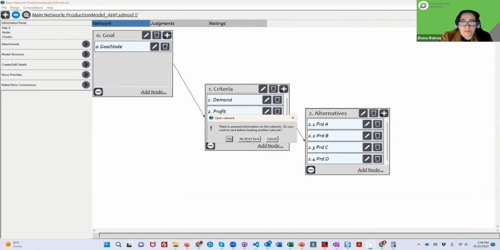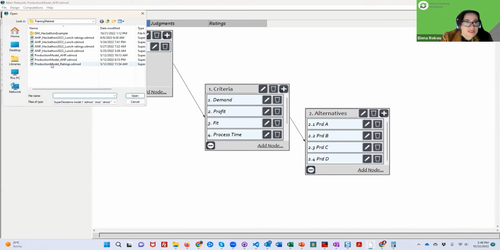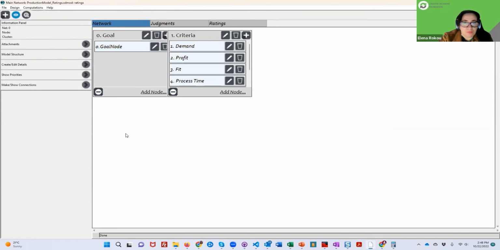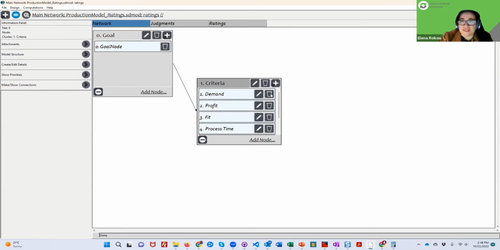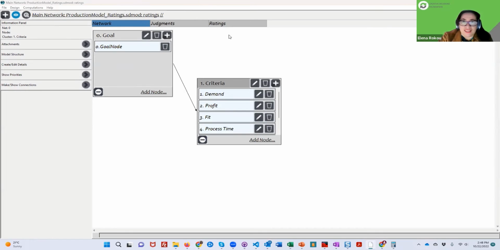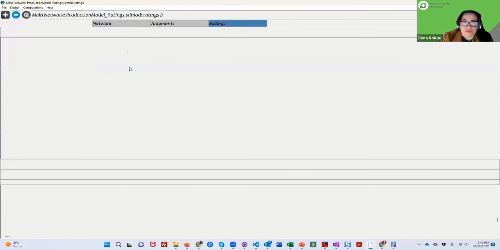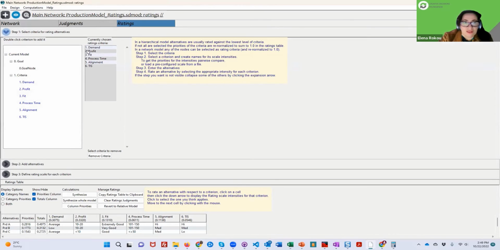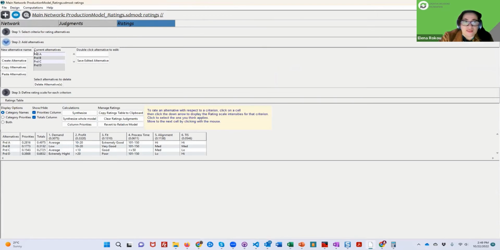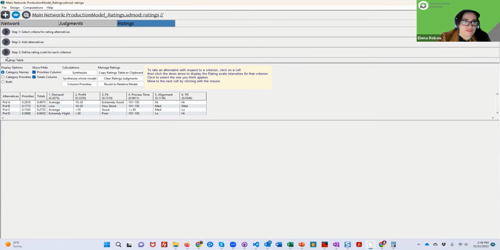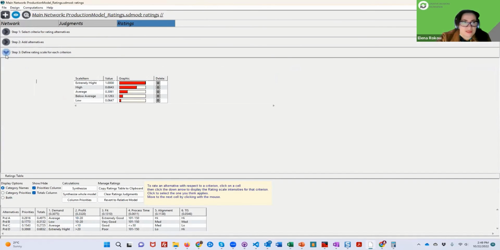Now I'm going to open our other model, the ratings model. See that I don't have any more alternatives in my ratings model. That doesn't mean that I don't really have alternatives in the decision-making process. It just means that they are not on the front view. If you go to the rating side, you will see that I have selected all the bottom level criteria. I added the alternatives that I had before because we want to compare the methods. Otherwise, I would have more. That's why you use a ratings model.